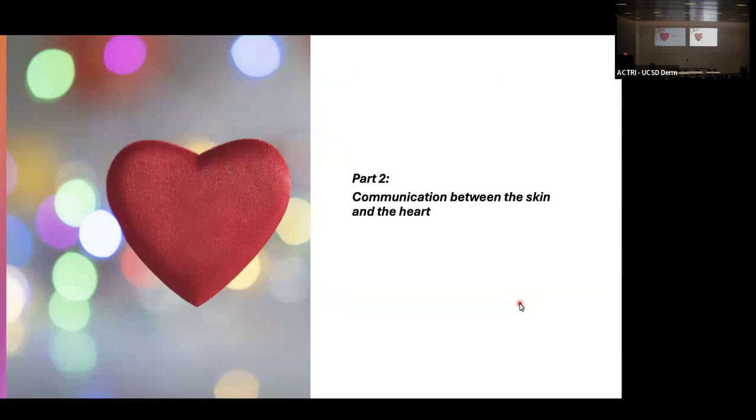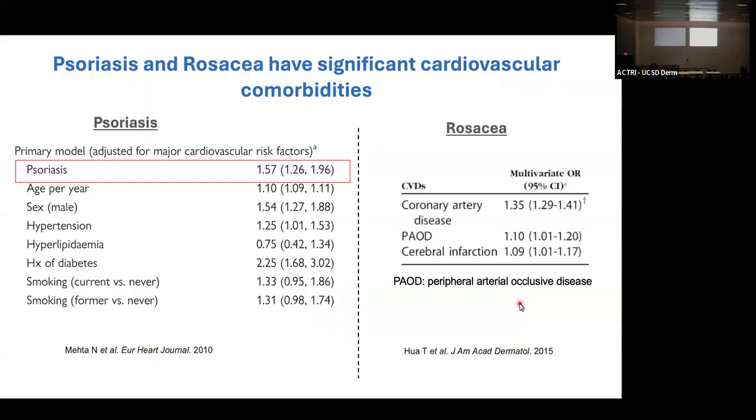Next is communication between skin and heart. And this was inspired by some amazing observations that were made about 15 years ago, first starting in Penn, but at a number of institutions around the world since then, showing that the risk for cardiovascular disease in patients with psoriasis was greatly increased. And in the one trial shown here on the left, the risk factor for cardiovascular disease was 1.5 in psoriasis. And you will note that that's actually higher than smoking.